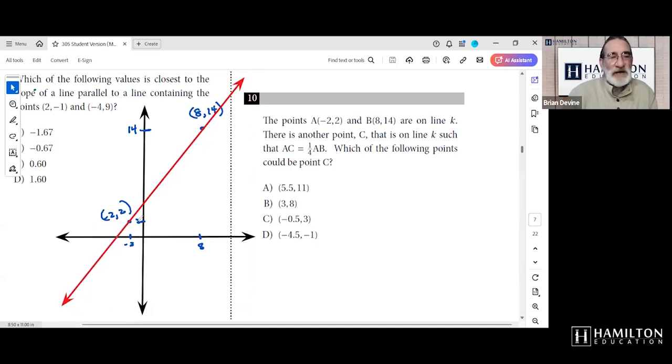Now, what I want to note here is that, well, if I go over horizontally from -2 to 8, I note that this is 10. And if I go up from 2 to 14, I note that this is 12. And I start thinking, I could cut this line right here in quarters and extend it up.